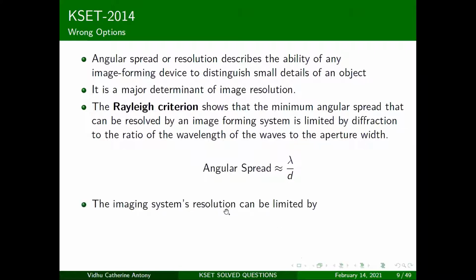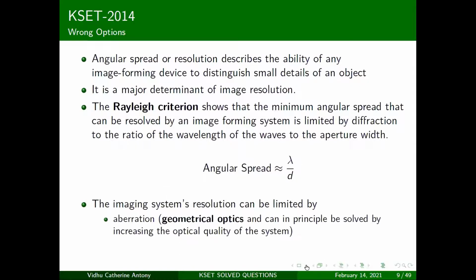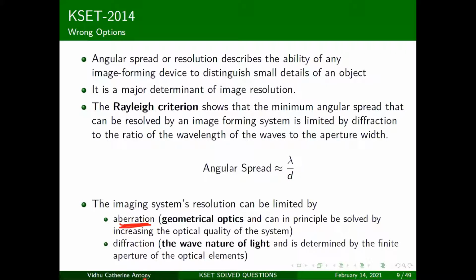Now, what are the limitations of the imaging system's resolution? There are 2 different things that limit it. One of them is aberration, and this is something that we can try to improve. Geometrical optics is basically the cause of this, so we can increase the optical quality of the system and minimize the effects of aberration. What about the other case? In the other case, you have diffraction, and this is not something that is basically in our hands.